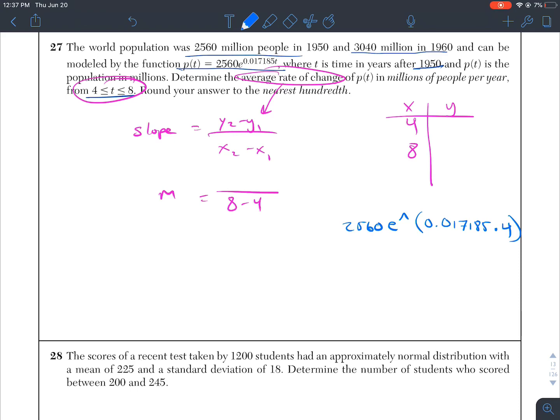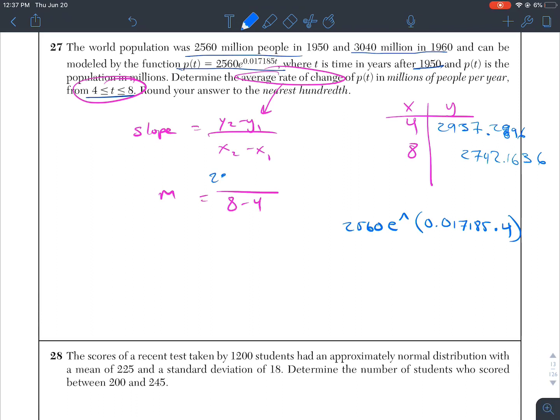Okay, so 0.017185 x, or 5x, and then I'm going to be plugging in for x, 4, and 8. So that would be, I'm getting 2,937.29 around here, but maybe I'll round at the end to 2896, and 2,742.1636.